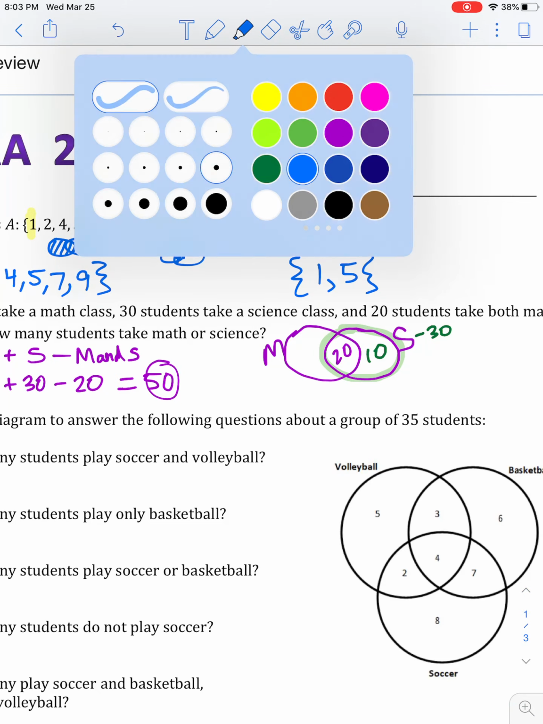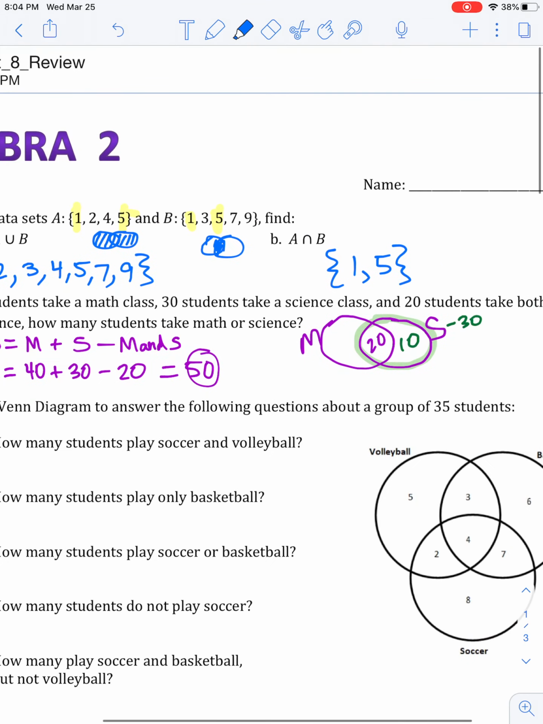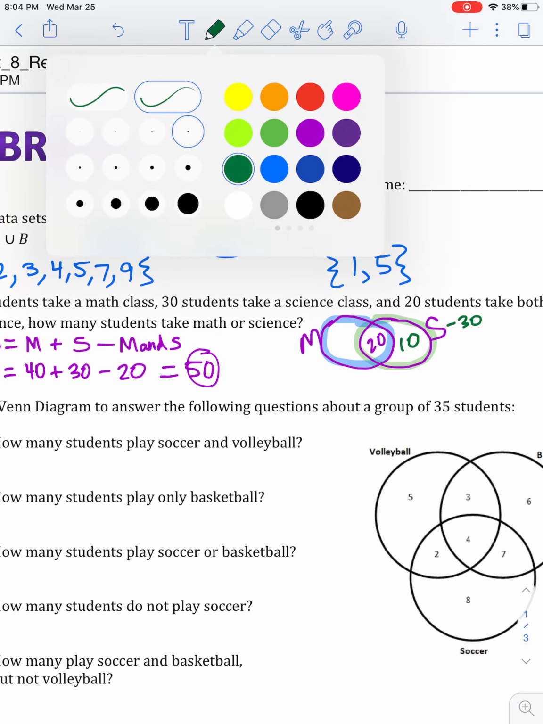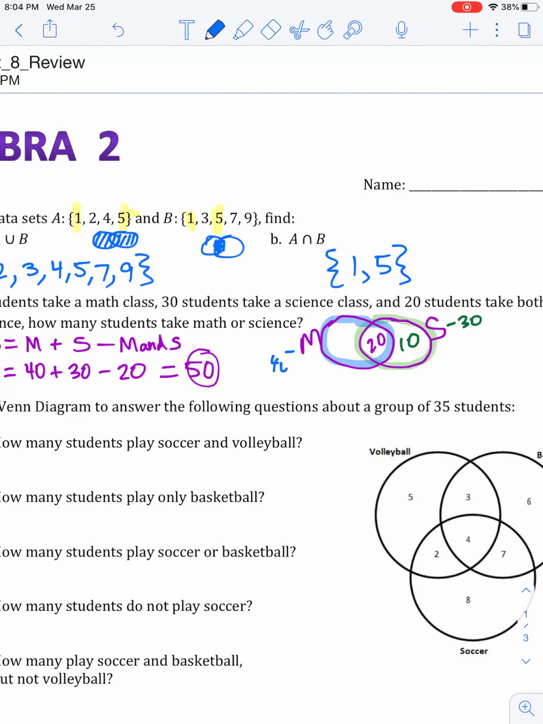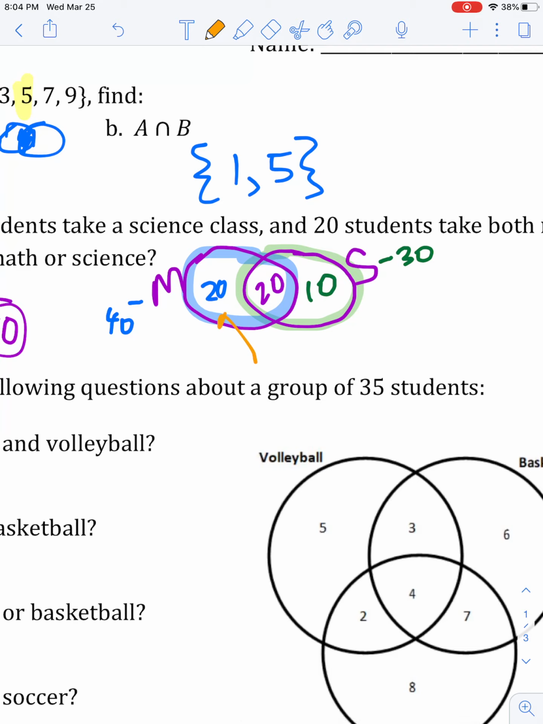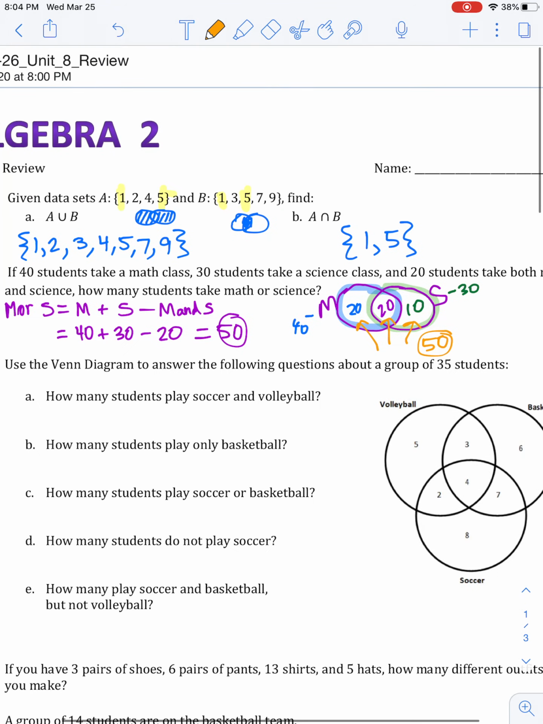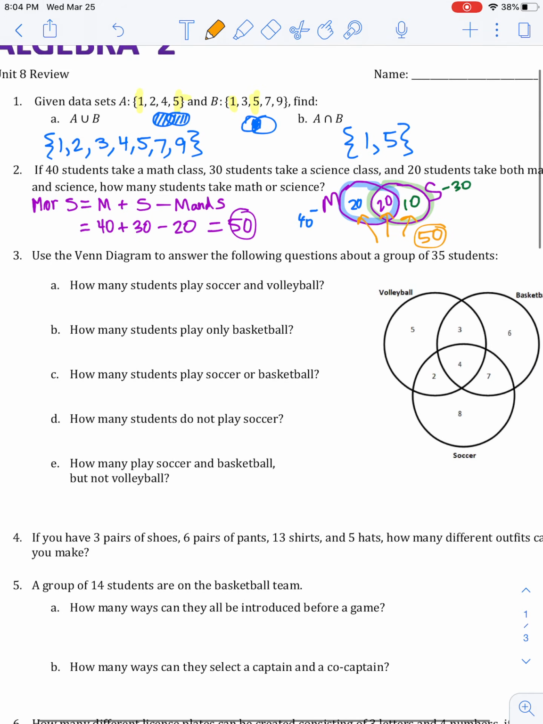All right, when I know that 40 students are in a math class, this entire circle for math should add to 40. So 20 plus 20 is 40. To get the answer now, I'm just adding all 3 of these numbers together. 20 plus 20 is 40, plus 10 is 50. And notice I get the same answer either way I do it. So that's number 2.